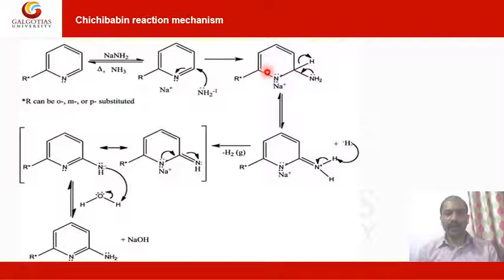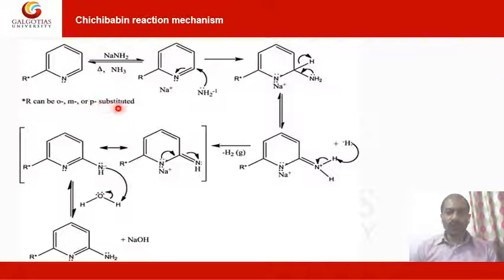will attack at this carbon. The double bond is shifted onto the highly electronegative atom, this nitrogen, so the high electron density will be on nitrogen. The sodium ion is also in the solution and will be here in this case. NH2 will be attached over this carbon, and hydrogen is being replaced, taking its electrons.